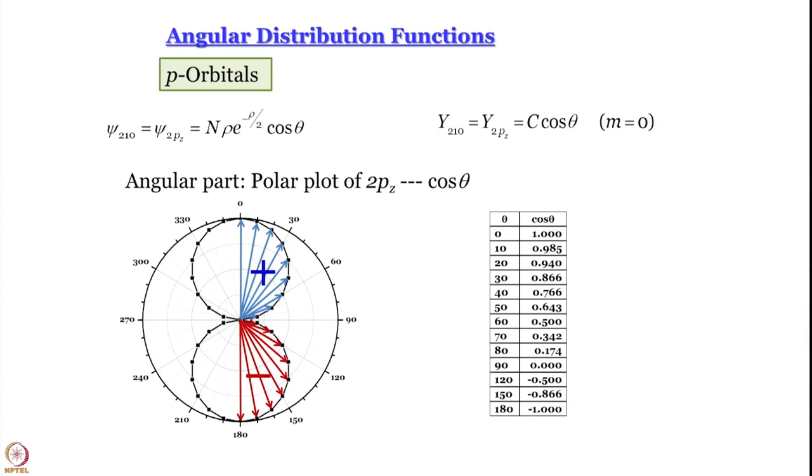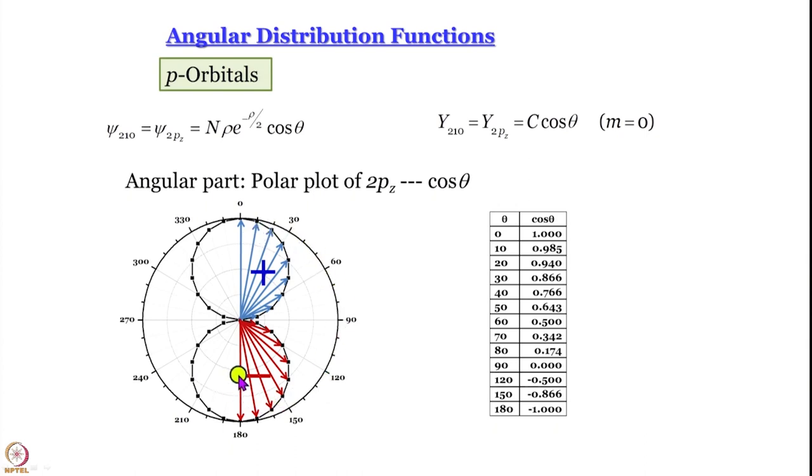We will see later on what happens when this phi part does not conveniently become 1 or a constant, and how to deal with that. But for now, the only angular part that we need to concern ourselves with is cos theta. How do we plot cos theta? I will just do a quick recap of what we had discussed 2 or 3 modules earlier.